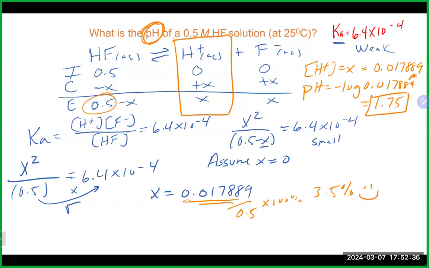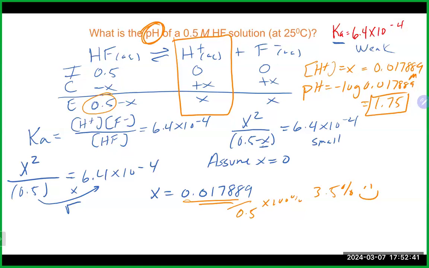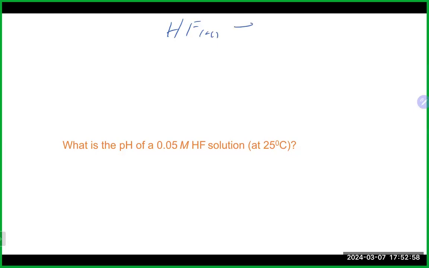So a reminder, you might want to try the assumption sometimes, as it could save you some time along the way. All right. Now, it is important to remember that you should always check your assumption. For example, let's say we did the same one here, but we had a different concentration. We had 0.05. It would give us a very similar ice table here.